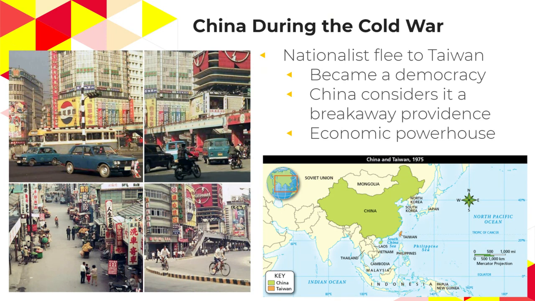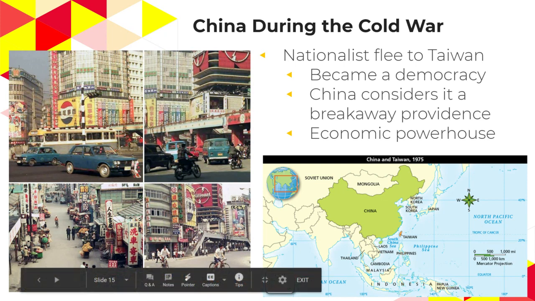Taiwan is not officially recognized as a real country by a lot of different places, though. So it's kind of in limbo. It does become a major power, though. It's an economic powerhouse. It is very, very capitalist, and China does not want that right off their coast. So it's going to be a major, major issue.